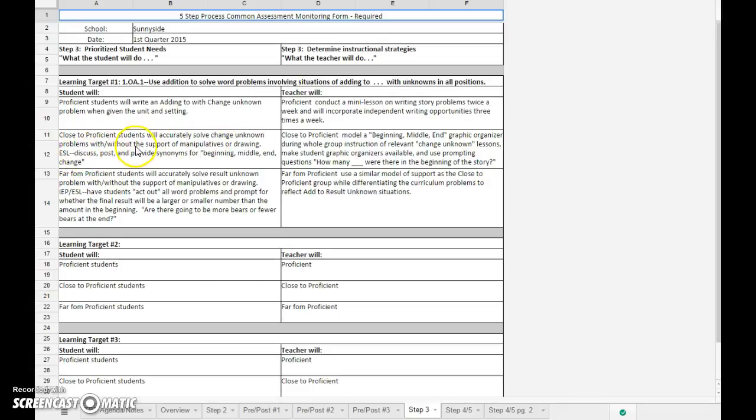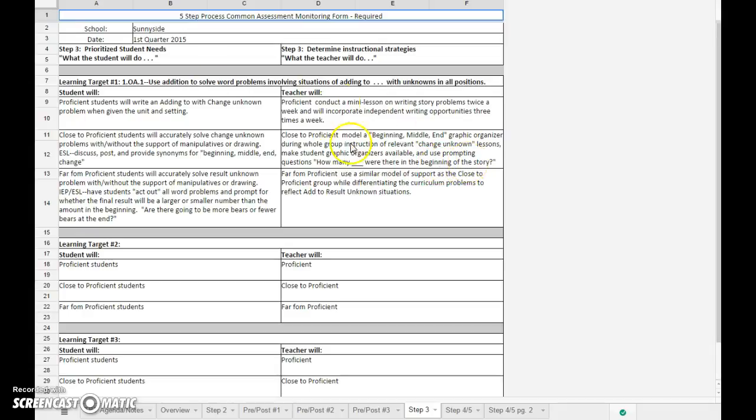ESL, discuss, post, and provide synonyms for beginning, middle, end change. The teacher will support students in, they will model a beginning, middle, end graphic organizer doing whole group instruction for relevant unknown, change unknown lessons, make student graphic organizer available, and use prompting questions. How many blank were there in the beginning of the story?